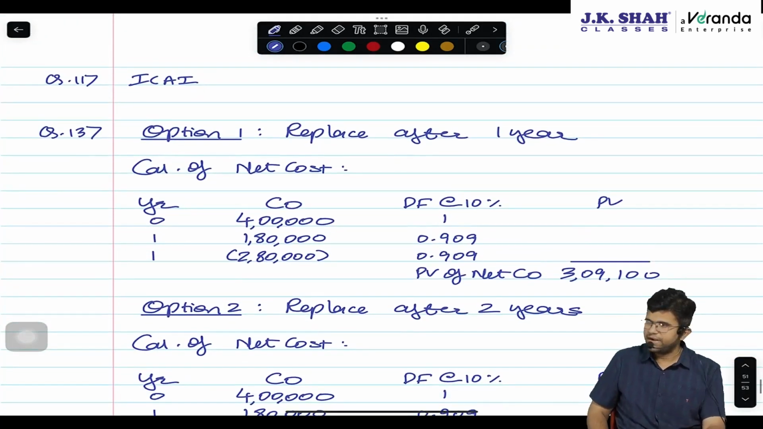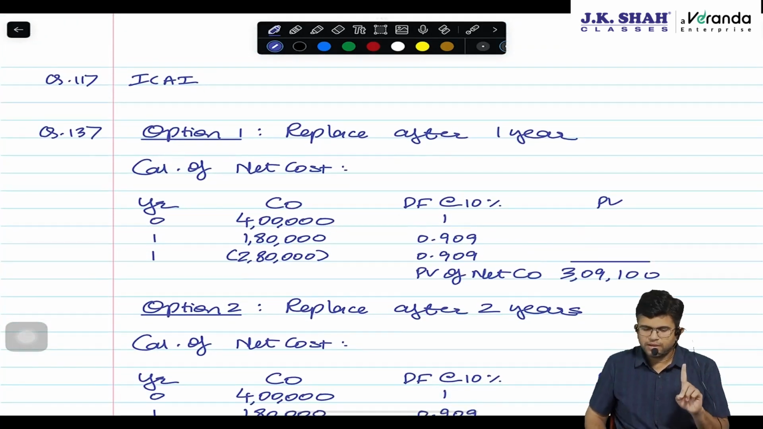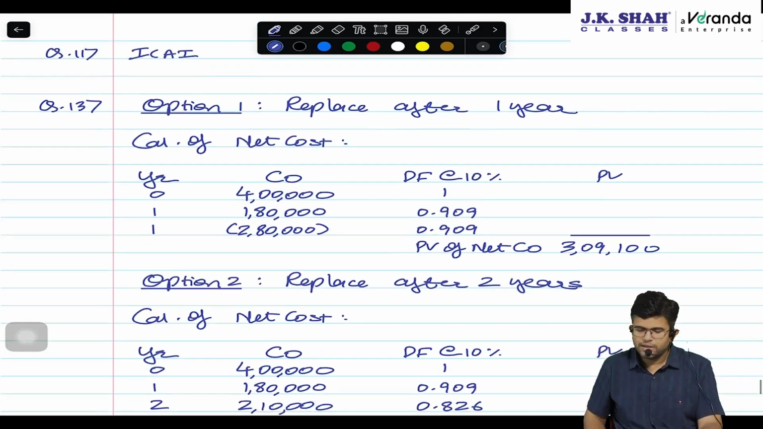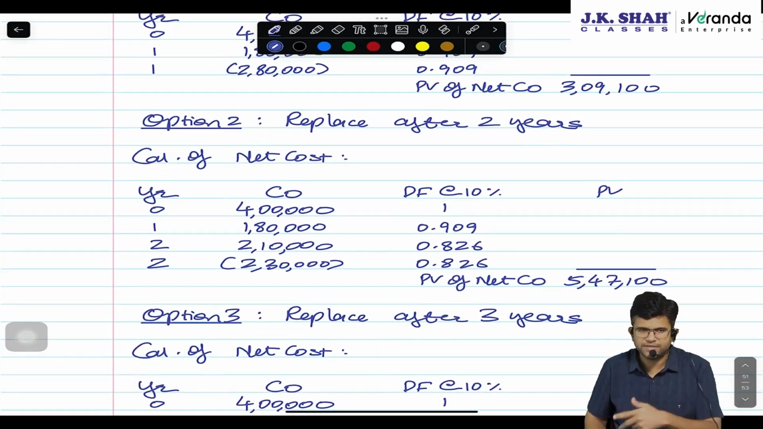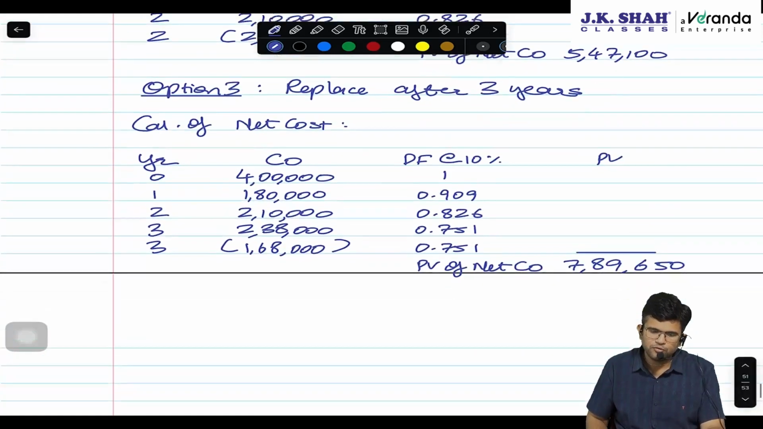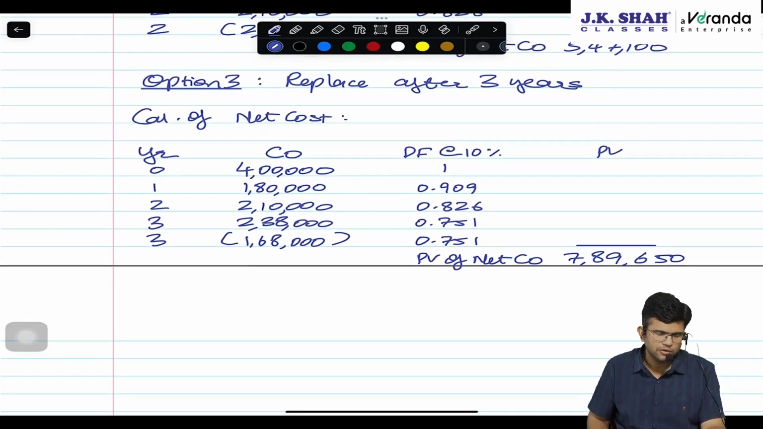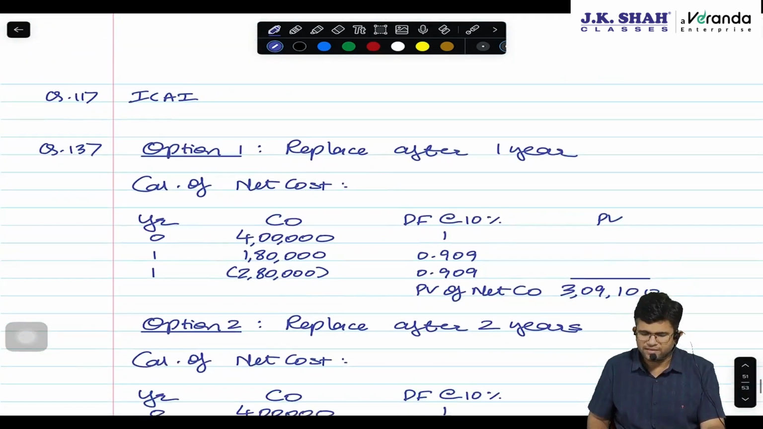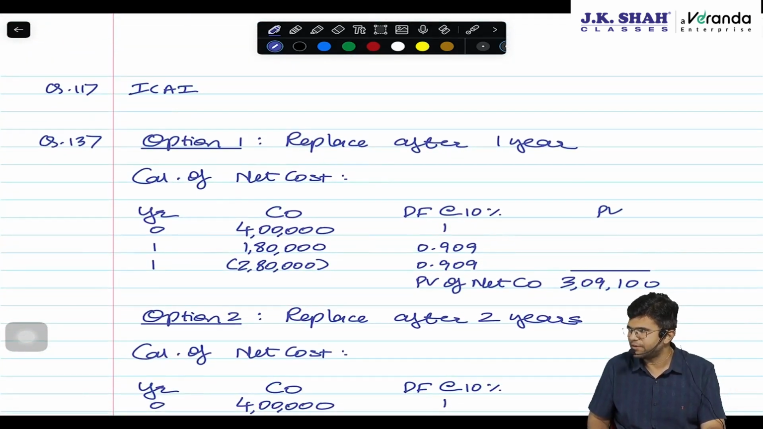Now listen to me extremely carefully. If you operate for only 1 year, the present value of your outflows comes to 3,09,000. If you operate for 2 years, present value comes to 5,47,000 of the outflows. If you operate for 3 years, present value of the outflows is 789. Can I say the first one is the best because the present value of outflows is lowest?